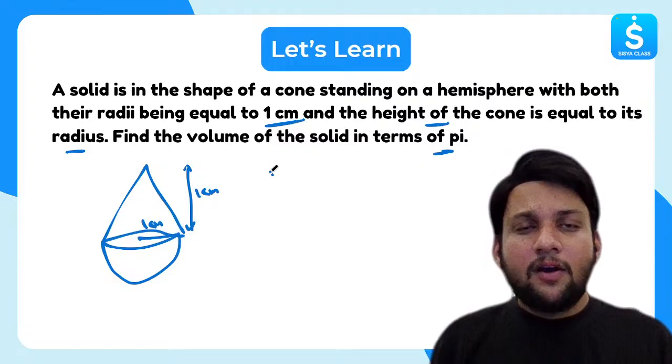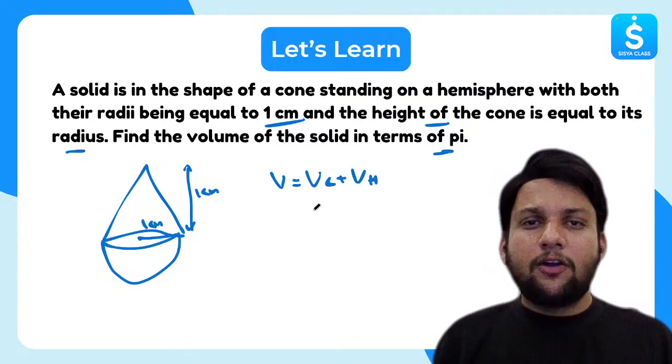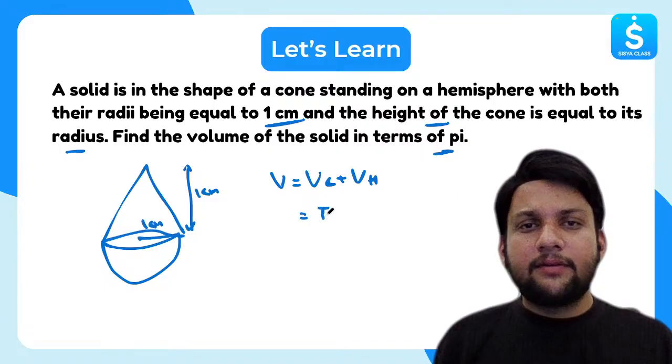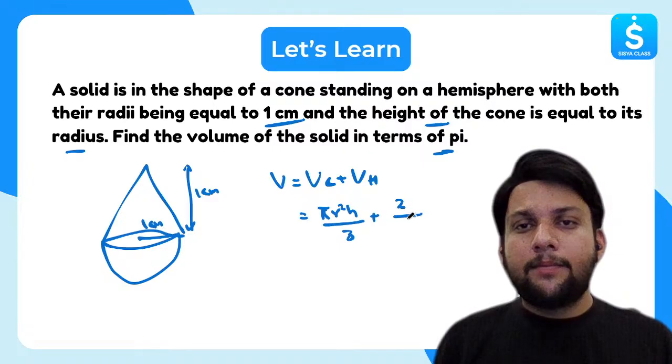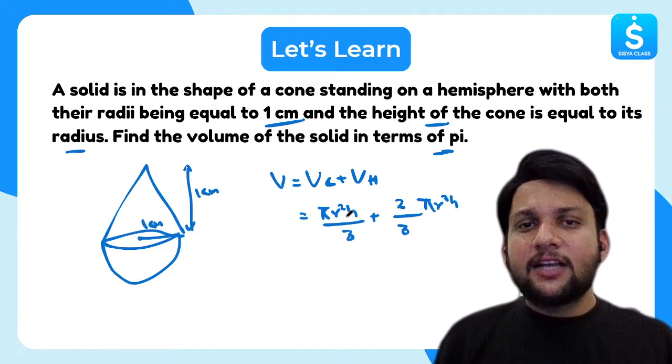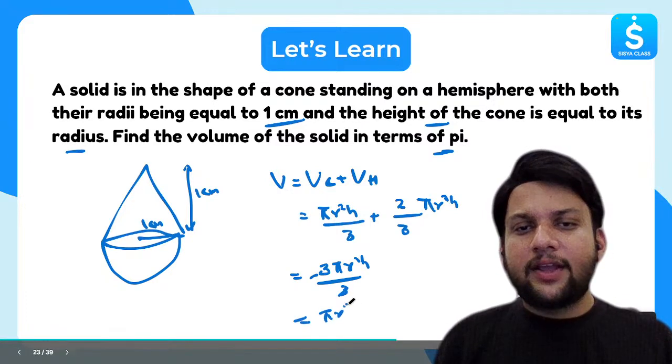Entire thing is given: volume is equal to volume of cone plus volume of hemisphere. Right? What is volume of cone? Pi r square h over 3, plus what is volume of hemisphere? 2 by 3 pi r cube. Now if I take the LCM, what will it become? Pi r square h plus 2 pi r cube, that is 3 pi r cube over 3, which is nothing but pi r square h only.